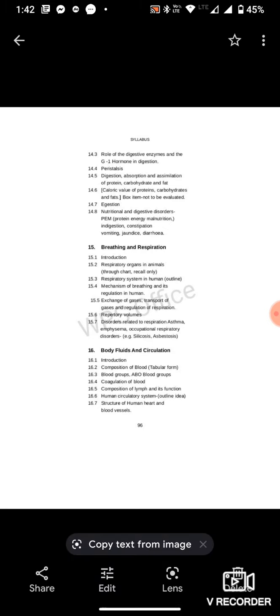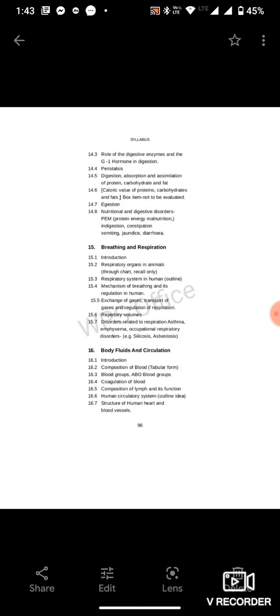And the next chapter is breathing and respiration. The respiratory organs, we all know that respiratory organs are lungs and also their function, structure and respiratory system in humans, mechanism of breathing and its regulation, we all know. Also there are regulations in human, exchange of gases, transport of gases, respiratory volumes and disorders related to respiration. There are many disorders, asthma, and also it is caused due to pollution and also respiratory problems, asthma, emphysema, and occupational respiratory disorders.